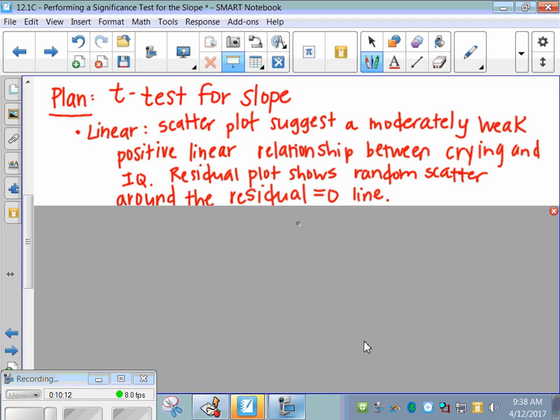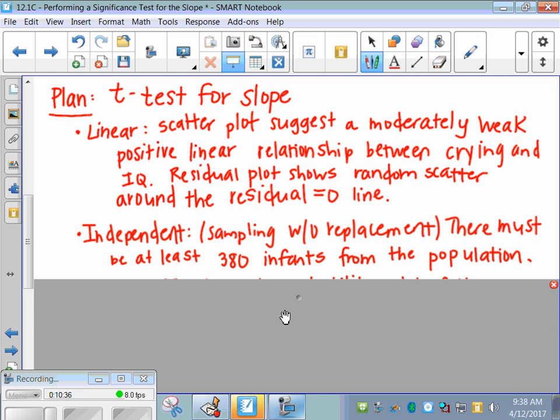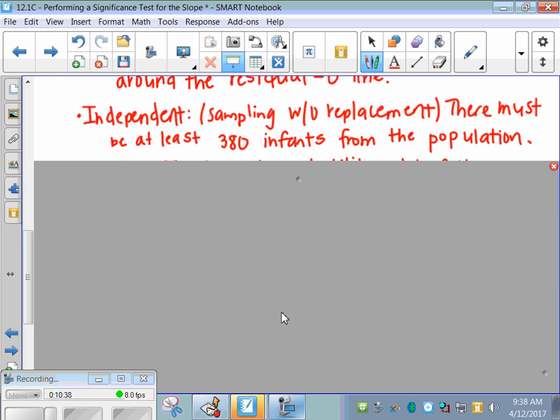All right, and Chelsea, what's the I stand for? Independent. So do we have independence on this one? Why? On this one, we actually want to check the 10% rule. There were 38, so there's probably 380 babies. So we're probably good to go. Check your 10% rule: there are at least 380 infants in the population.